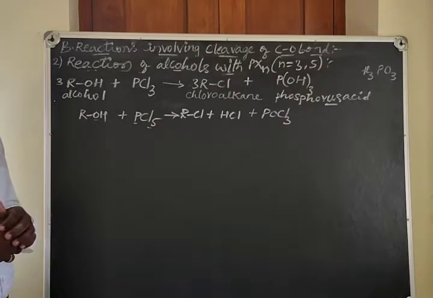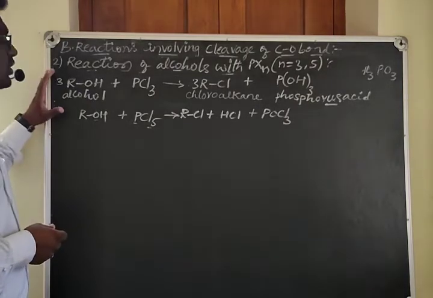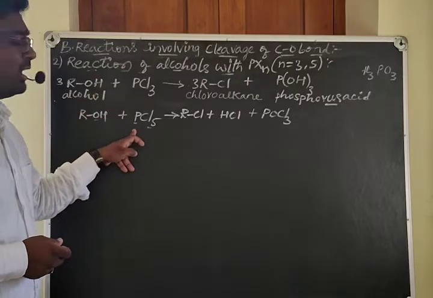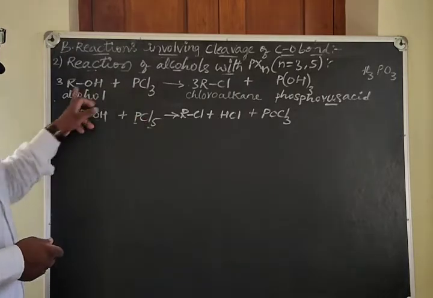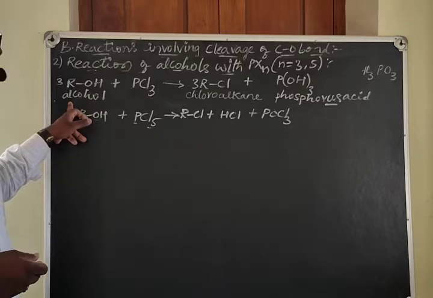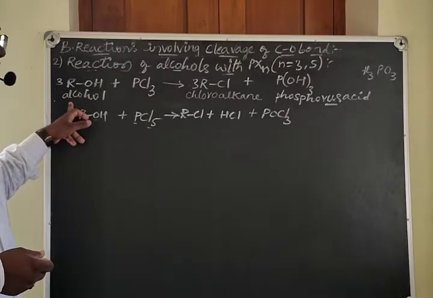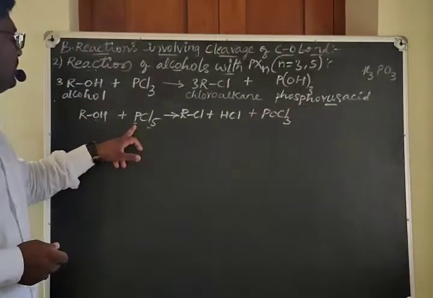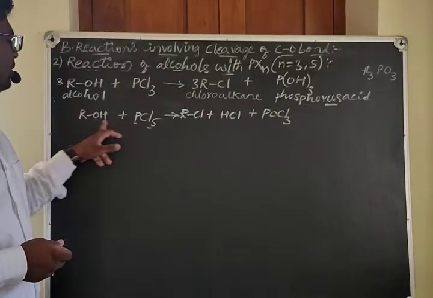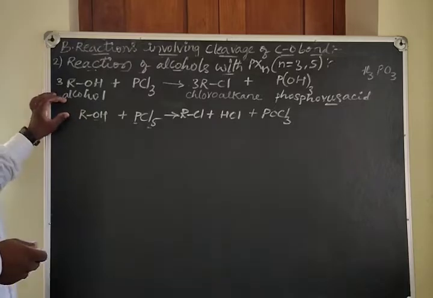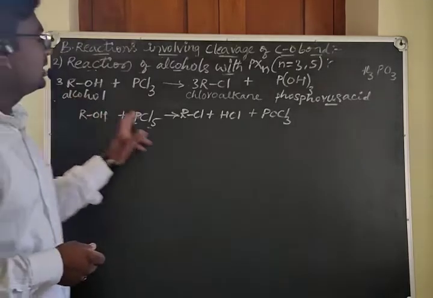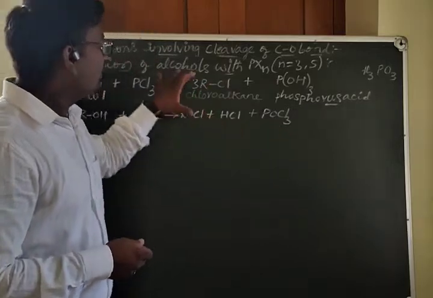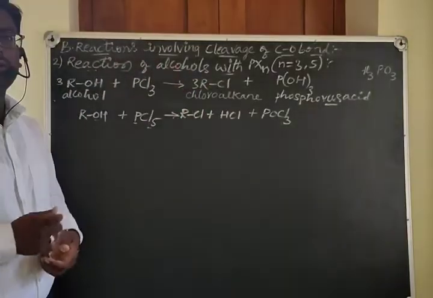Just observe the differences between the reaction of alcohols with PCl3 and PCl5. When you use PCl3, 3 moles of alcohol get reacted, and phosphorus acid is the byproduct. When you use PCl5 with the alcohol, it consumes 1 mole of alcohol and gives HCl and phosphorus oxychloride as the byproduct, and the products are the same, that is chloroalkanes.